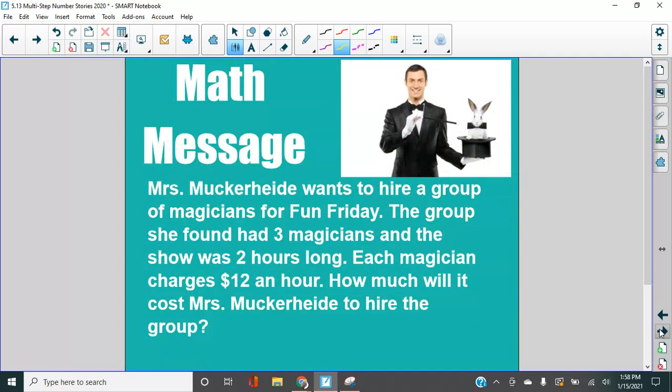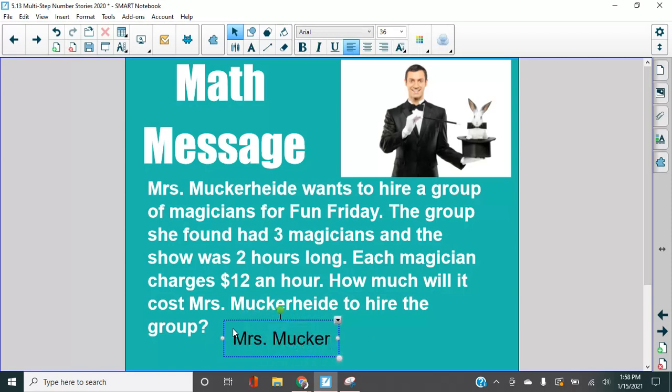I'm going to reread that. Mrs. Muckerhide wants to hire a group of magicians for Fun Friday. The group she found had 3 magicians, and the show was 2 hours long. Each magician charges $12 an hour. How much will it cost Mrs. Muckerhide to hire the group? So as I look at that question, how much will it cost Mrs. Muckerhide? I know I'm going to start my answer like this.